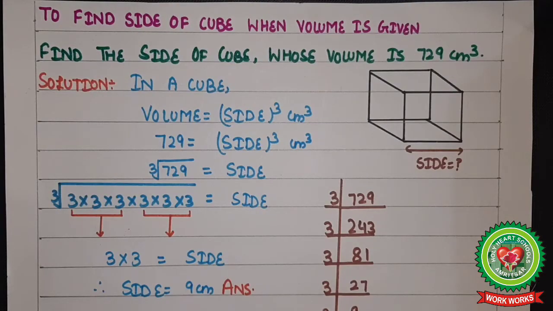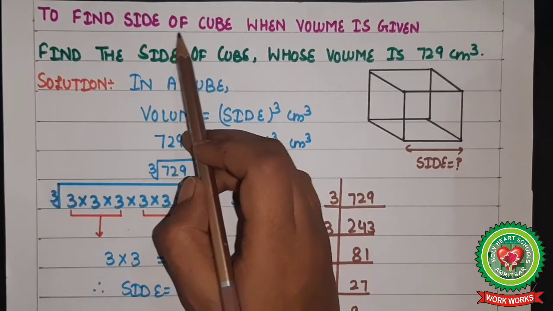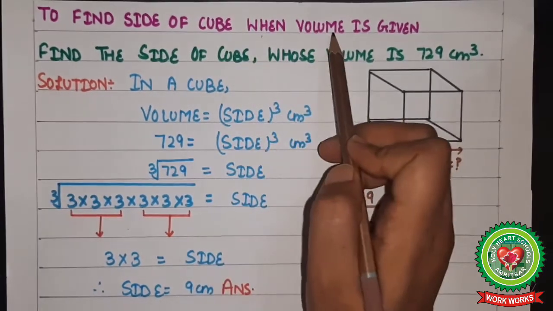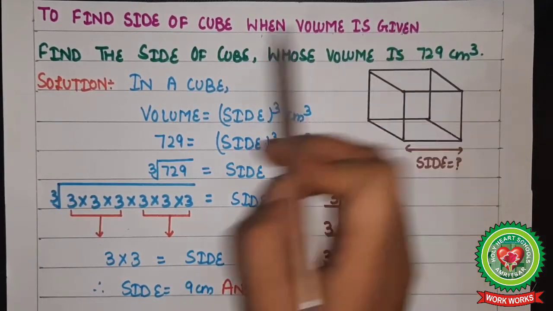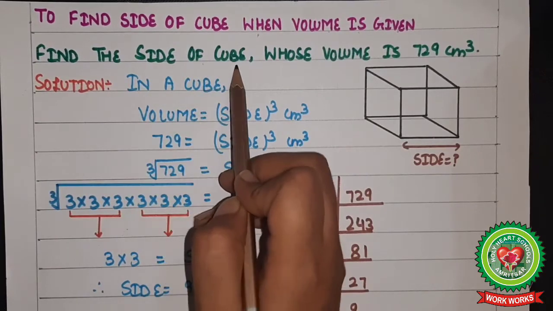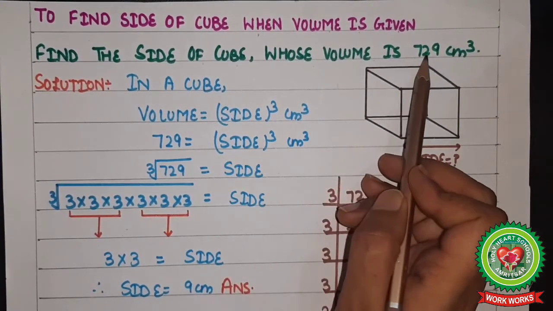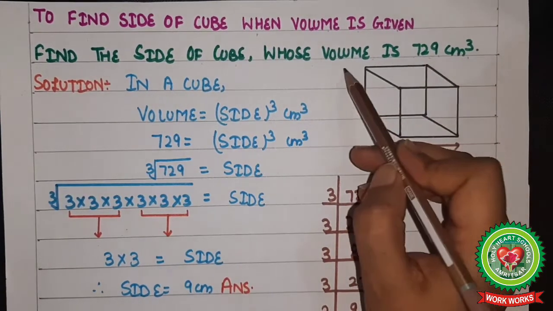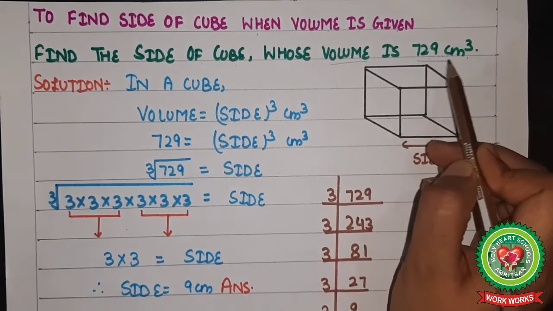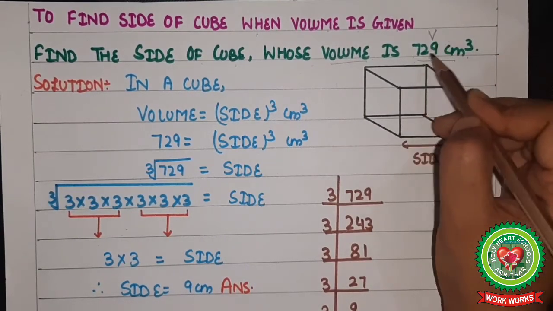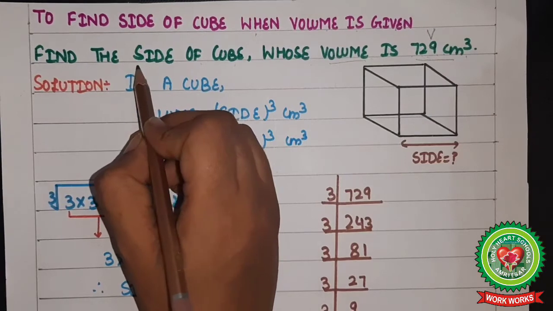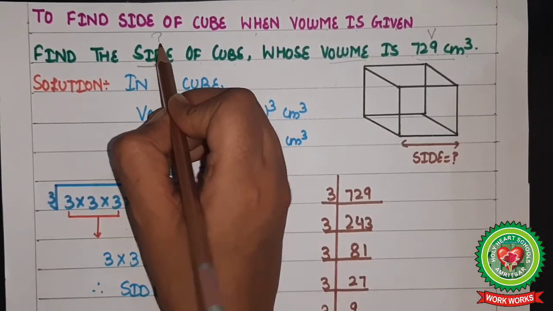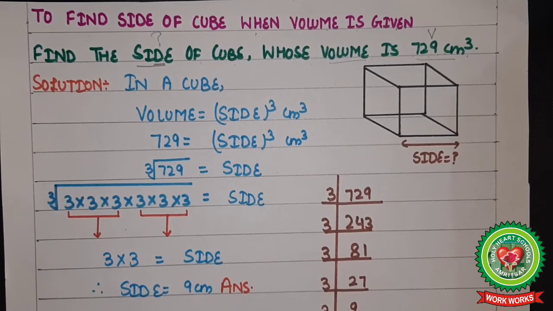Now children, we will do a question related to our second objective, that is to find side of cube when volume is given. Statement is, find the side of cube whose volume is 729 centimeter cube. So students, what is given to us? Volume. This is the value of volume, 729, and what we have to find? We have to find the value of side. Now let's start with the solution.